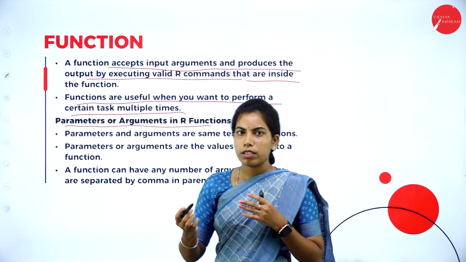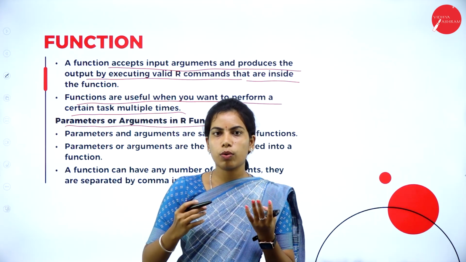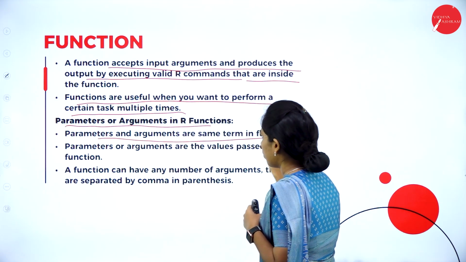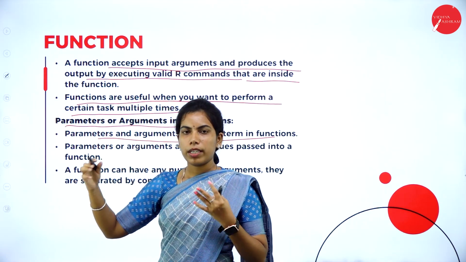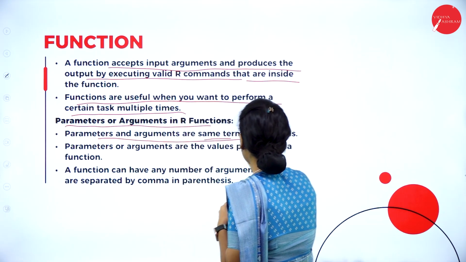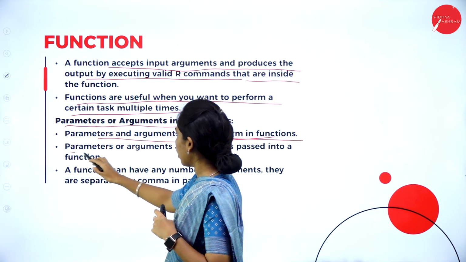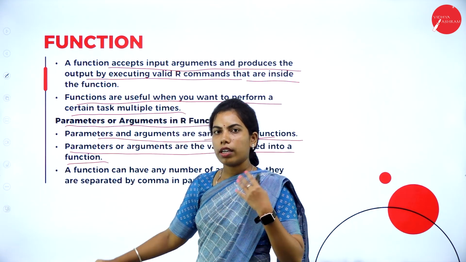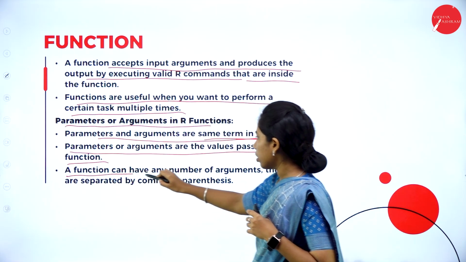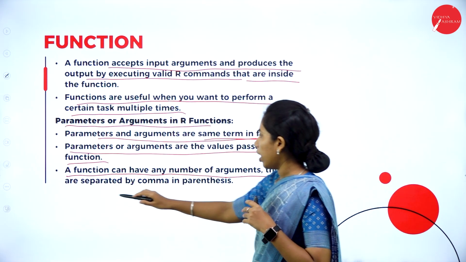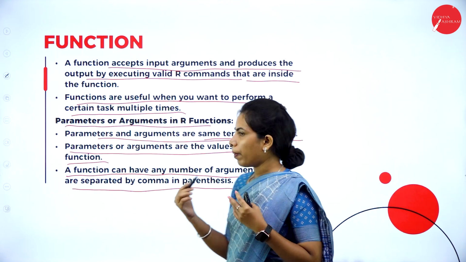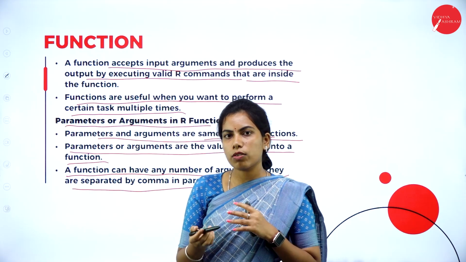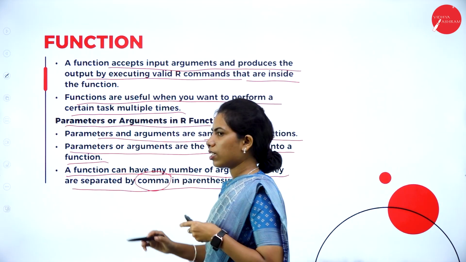So what are the parameters? Before going to the function syntax, we have to know what parameters we pass to the functions. Parameters are also called arguments; parameter and argument are the same term in functions. Parameters or arguments are the values passed into the function. We can pass the values directly or as variables. A function can have any number of arguments. They are separated by commas in parentheses. If a function contains 2 variables, we separate them using a comma. So let's see the syntax of a function.